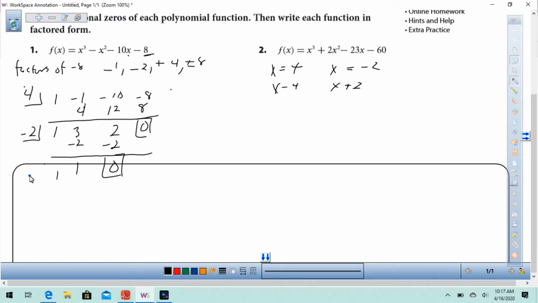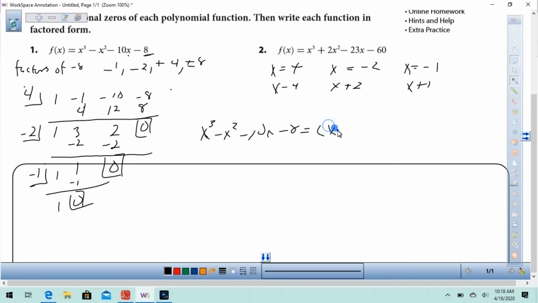Well, the only way to get rid of that is -1. And we bring a 1 down. That's -1. That's 0. So x equals -1. So x plus 1. So the factors of x cubed minus x squared minus 10x minus 8 equals x minus 4 times x plus 2 times x plus 1.